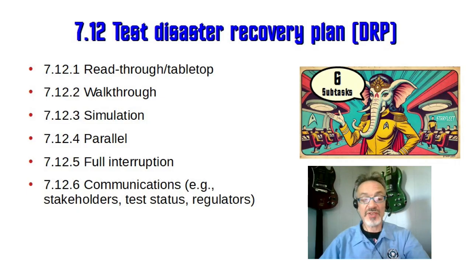This task has 6 subtasks that include the different test types as well as communications. So 1, the read-through or tabletop exercise. 2, walkthroughs. 3, simulations. 4, parallel testing. 5, full interruption testing. And 6, communications. Each of these testing methods helps ensure that your organization is prepared for real disasters and plays a unique role in building a resilient recovery strategy.